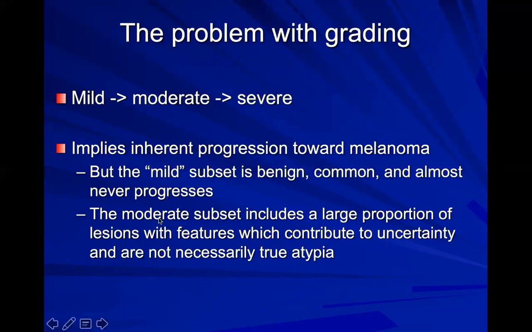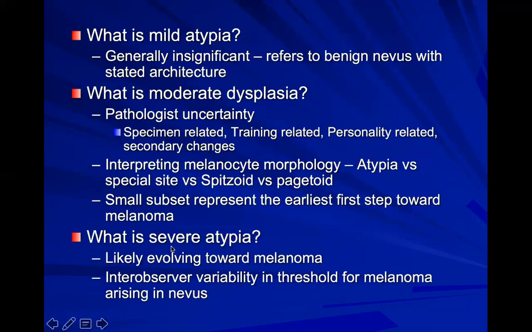And then there's a lot of confusion about the moderate subset, because moderate includes a lot of different things, both lesions with uncertainty for various reasons that are not necessarily true atypia, or truly the first early step toward melanoma. And then I will tell you, over the years, after seeing many, many slides from all over the place, the threshold people have to put something in moderate varies widely.